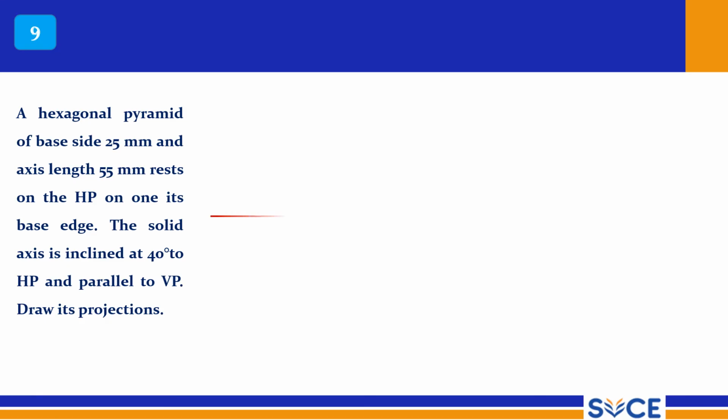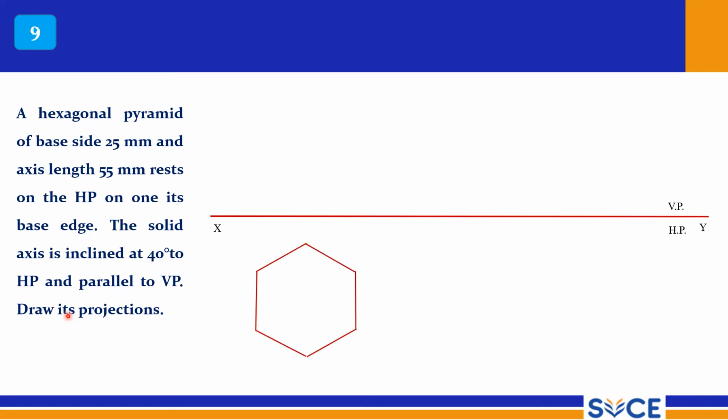And the ninth problem: a hexagonal pyramid of base height 25 mm and axis length 55 mm rests on the HP on one of its base edges. The solid axis is inclined at 40 degrees to HP and parallel to VP, right? The axis is 40 degrees to HP, directly given, so there is no problem. You can easily complete this problem like our usual practice.